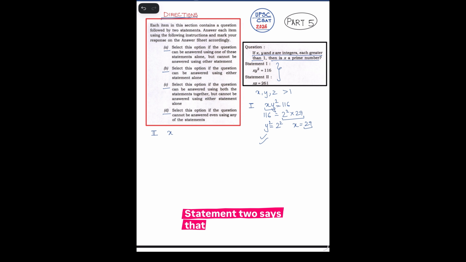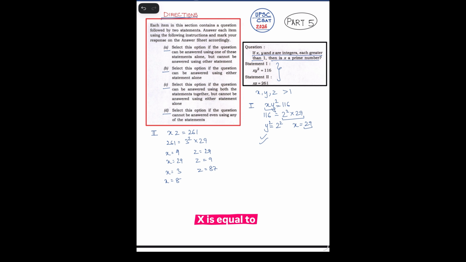Now let us look at statement 2. Statement 2 says that xz is equal to 261. So let us do the prime factorization of 261. 261 is equal to 3 square into 29. So there can be many cases for x and z. x is equal to 9 and z is equal to 29. x is equal to 29 and z is equal to 9. x is equal to 3 and z is equal to 87. x is equal to 87 and z is equal to 3.